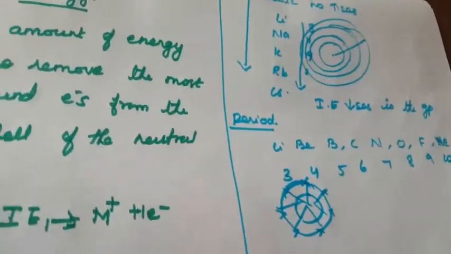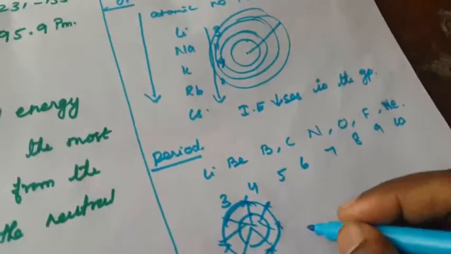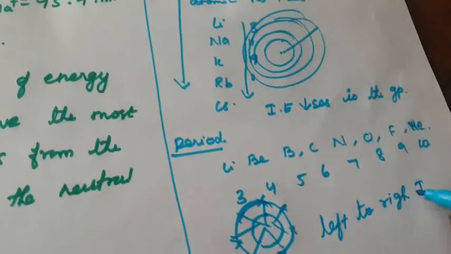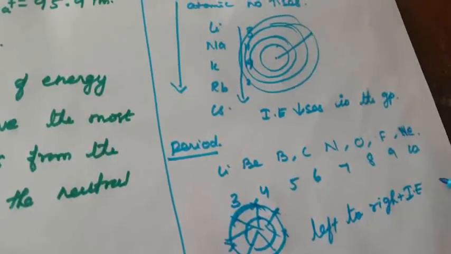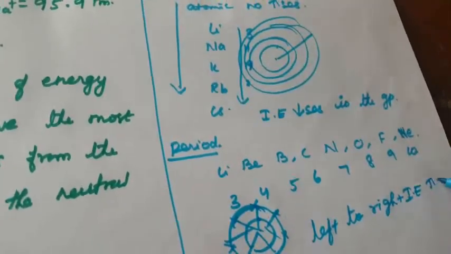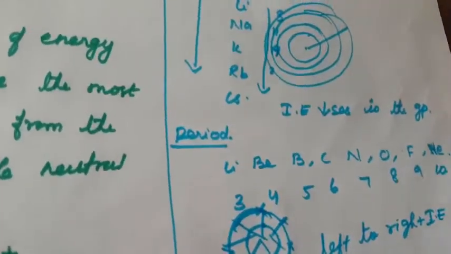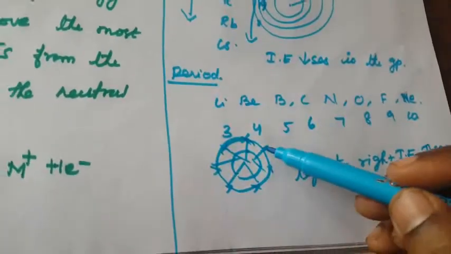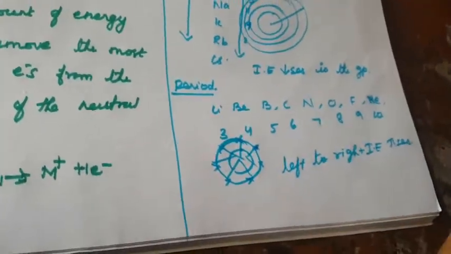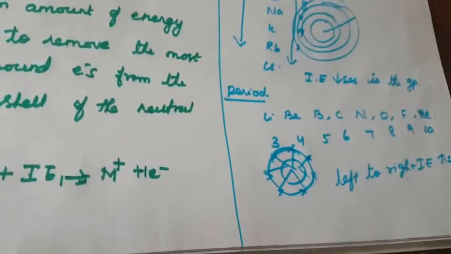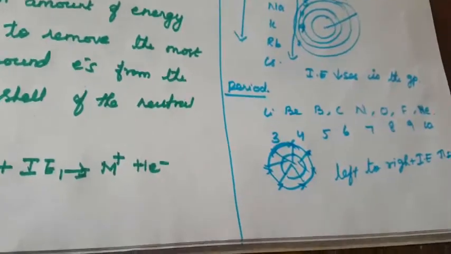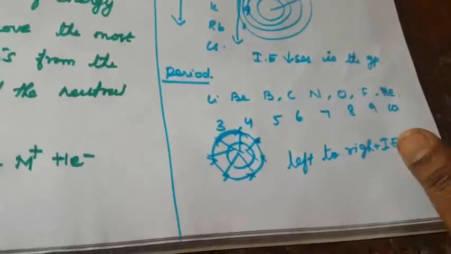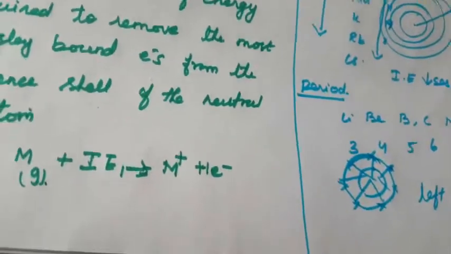So that is the reason. From left to right, ionization energy increases. What is the reason? The nuclear charge increases, the attraction between the nucleus and the outermost electron is more, so it is tightly bound to the nucleus. To remove the electron, we must give more energy. So that is the reason ionization energy increases from left to right. Okay, so this is the way.